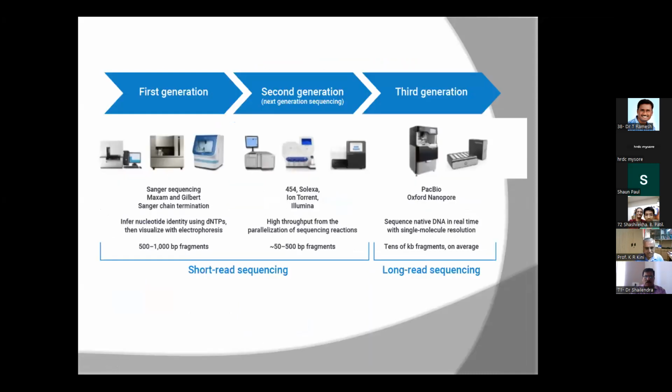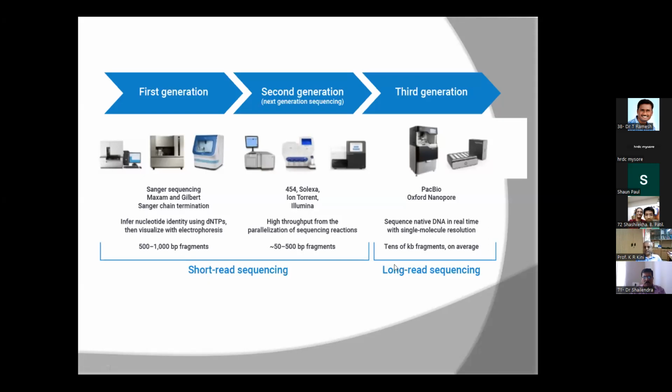First generation technologies, mainly Sanger and Maxam-Gilbert, infer the nucleotide identity using ddNTPs, and they separate the fragments with electrophoresis. The average size of the fragments ranged from 500 to 1000 base pairs. The second generation sequencing, like Ion Torrent and Illumina, are called high throughput or massively parallel sequencing. Multiple DNA pieces are sequenced in parallel multiple times, but the read lengths are shorter, 50 to 500. These two together are called short read sequencing technologies.